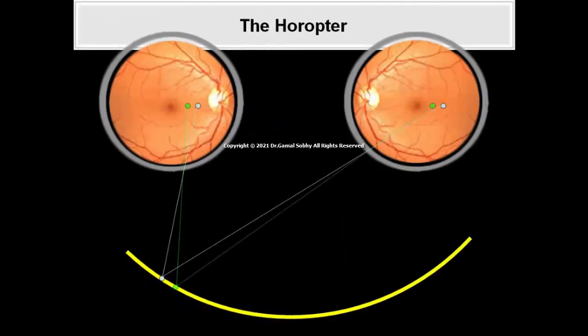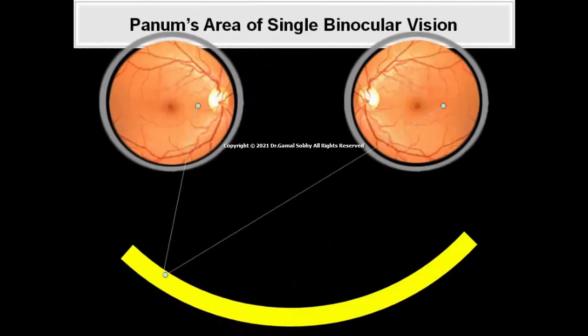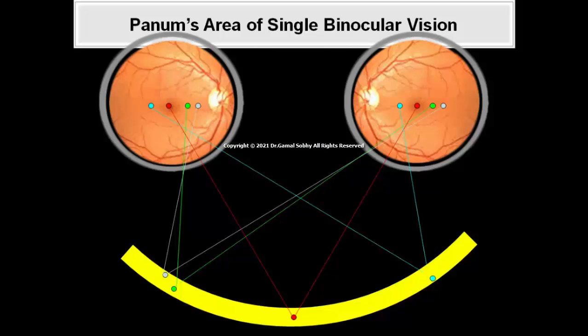The horopter is the locus of all object points that are imaged on corresponding retinal elements. Panum's area of single binocular vision is a narrow band around the horopter. In Panum's area, stimulation of disparate retinal elements transmits the impression of single vision.